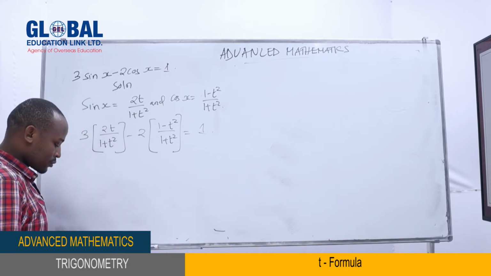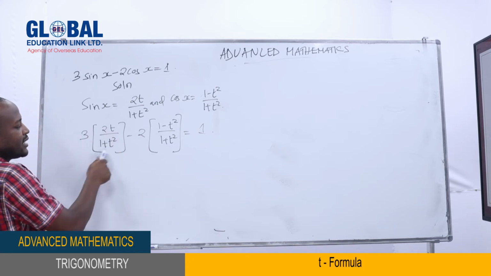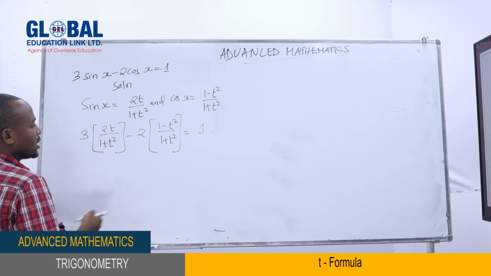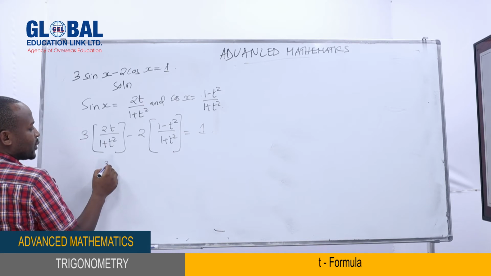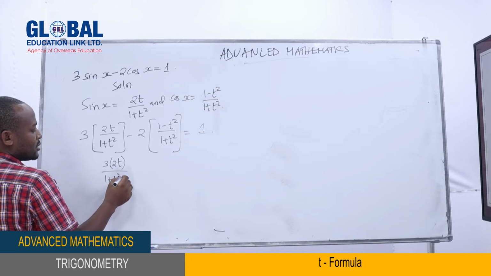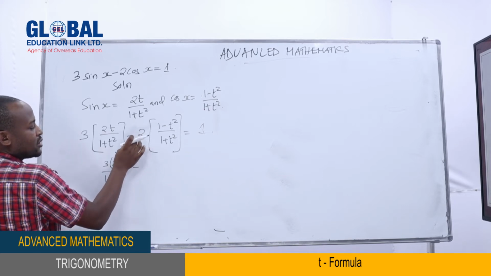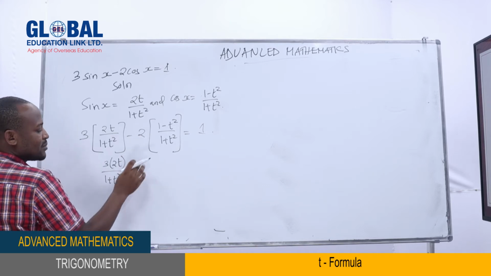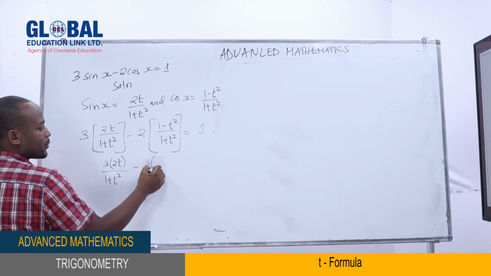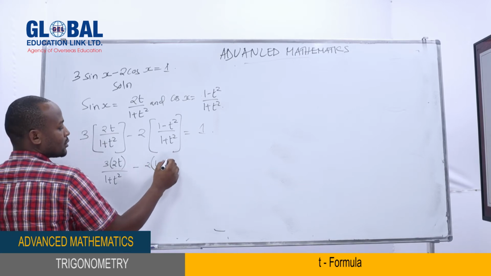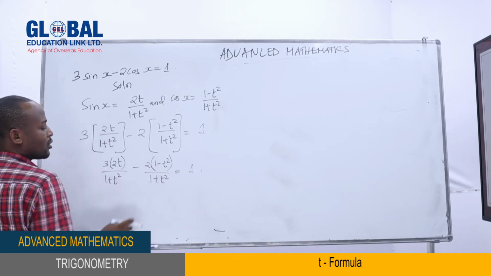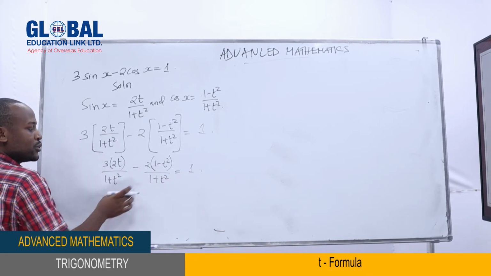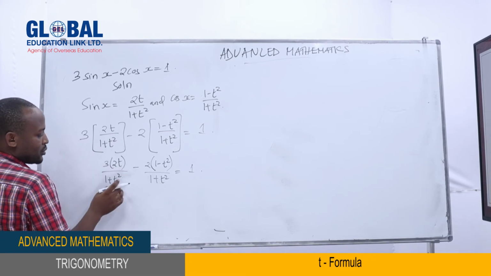Now let's manipulate that. As you can see now, it is in t throughout. Then we're going to have 3 times 2t, and all of that is over 1 plus t square. Don't open that with the negative just like that. Sometimes you can get confused. Just write it like that, minus 2 times 1 minus t square over 1 plus t square. If you confuse those negatives, I assure you, you won't get the right answer.